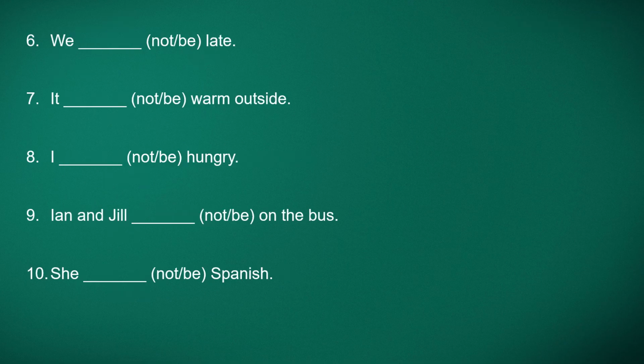Number 6. We are late. We are not. And then the contraction: we aren't. Again, no E sound. We aren't late. It is not warm outside. It isn't warm outside. I am hungry. I am not hungry. So here, contract this: I'm not hungry.